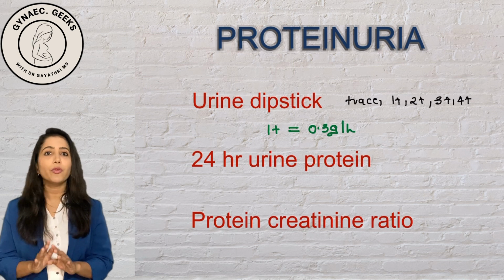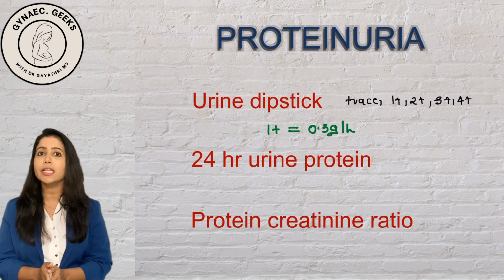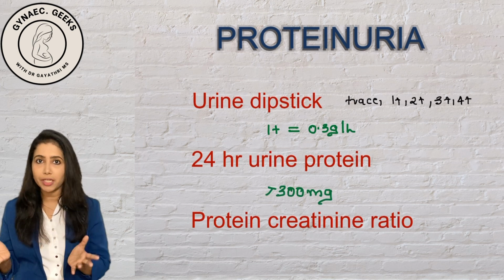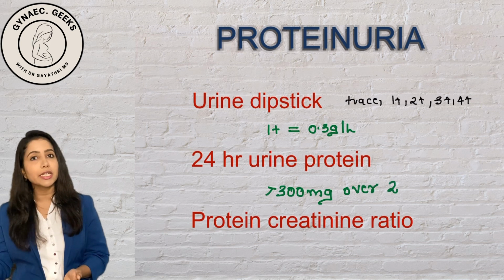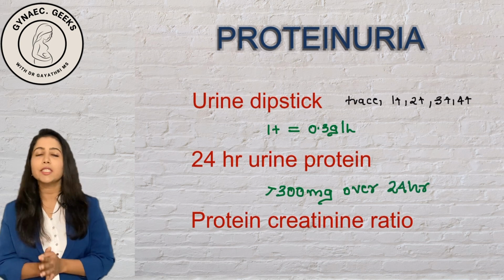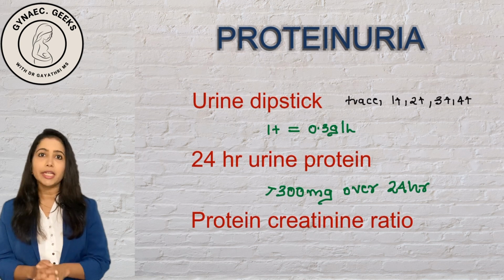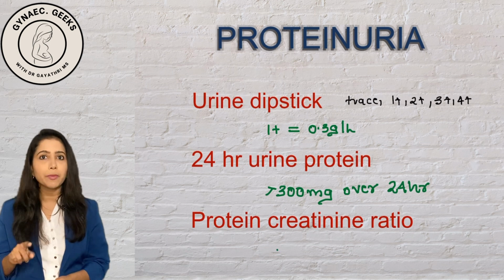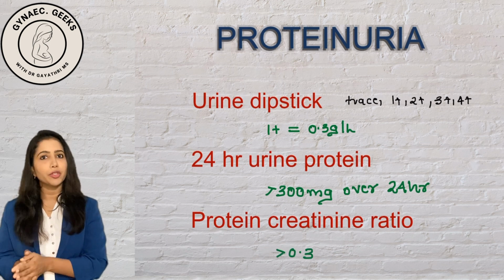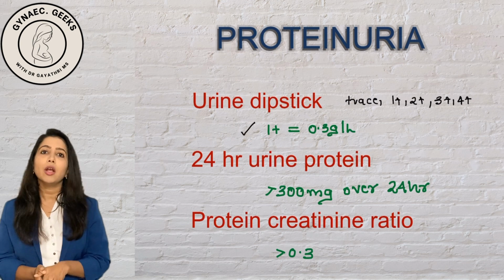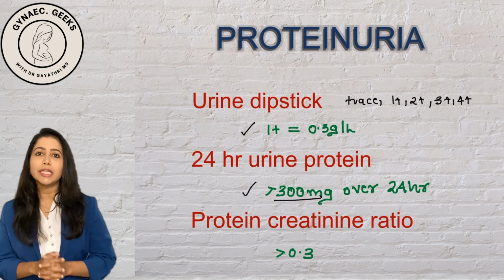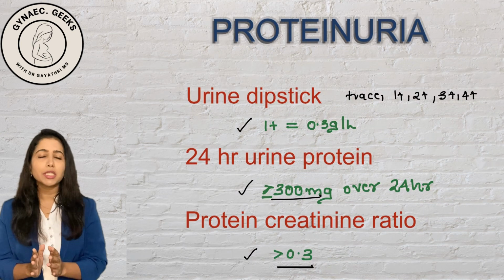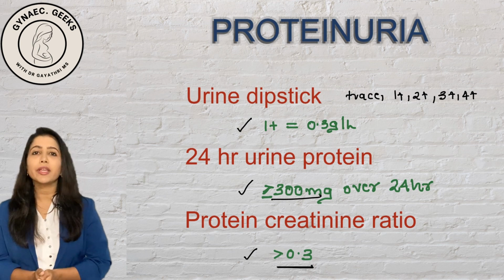When we do a 24-hour urine protein, if the proteinuria is more than 300 milligram over a period of 24 hours, we call that proteinuria. Similarly, while doing a protein creatinine ratio, if the ratio is more than 0.3, that is suggestive of proteinuria. Dipstick 1 plus, 24-hour urine protein 300 and the protein creatinine ratio of 0.3. Among these, dipstick is only performed while the other tests are not available.